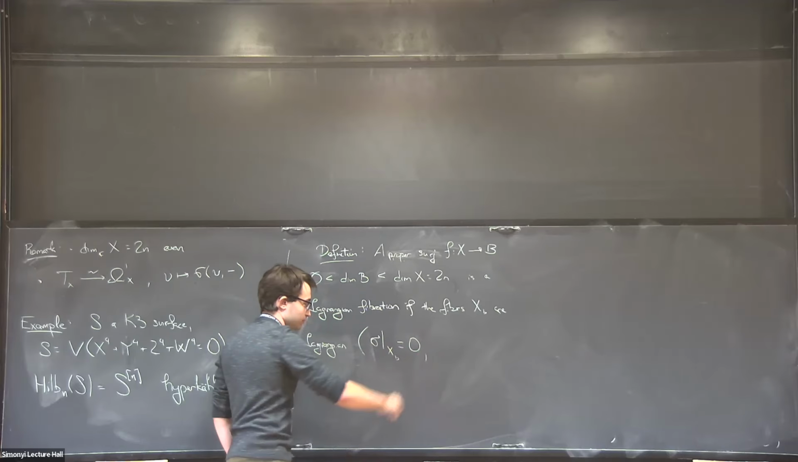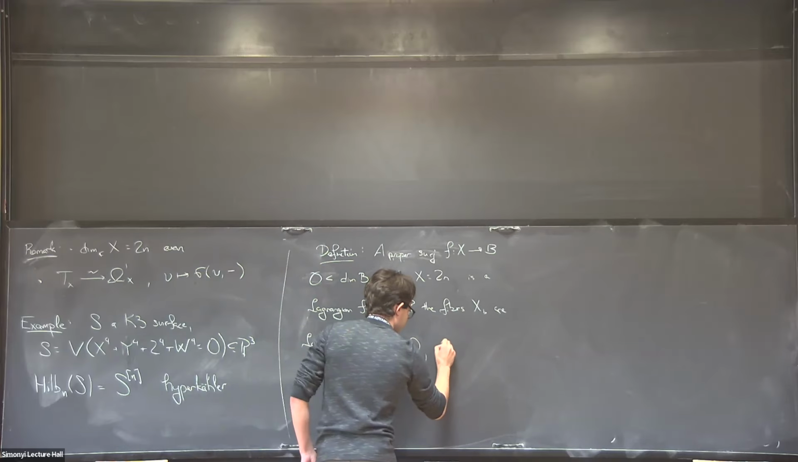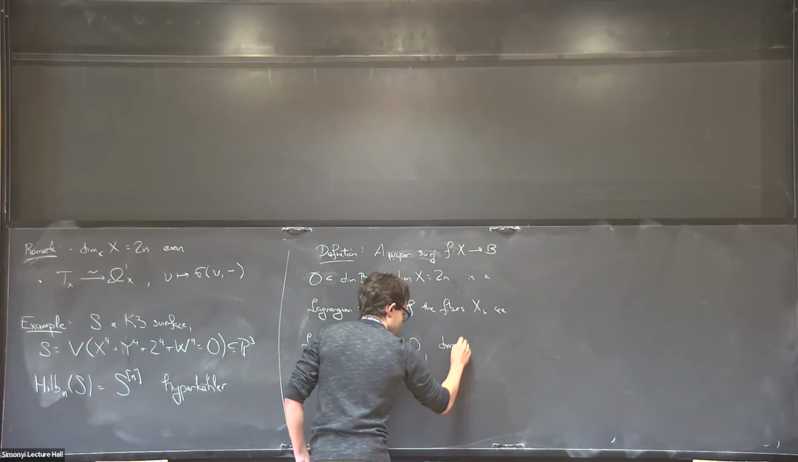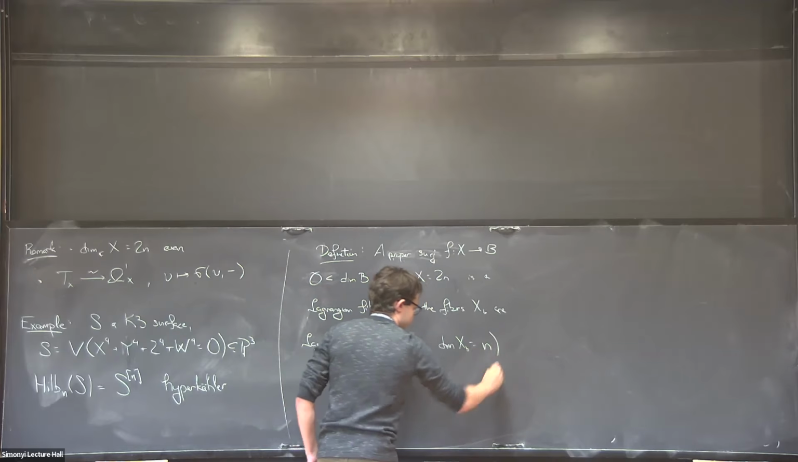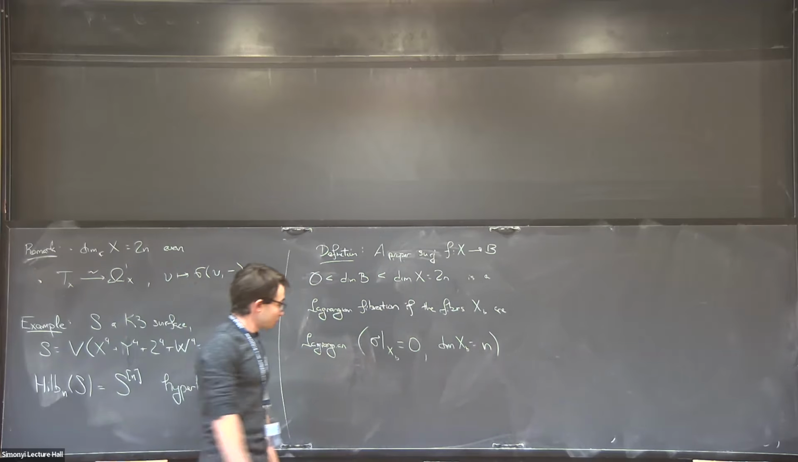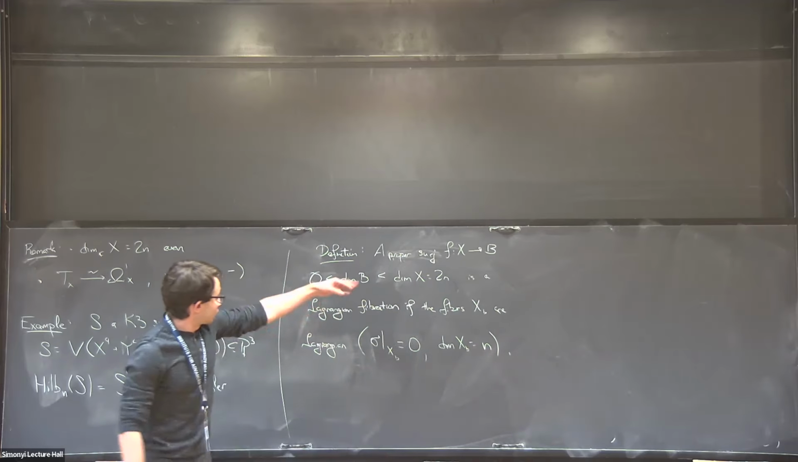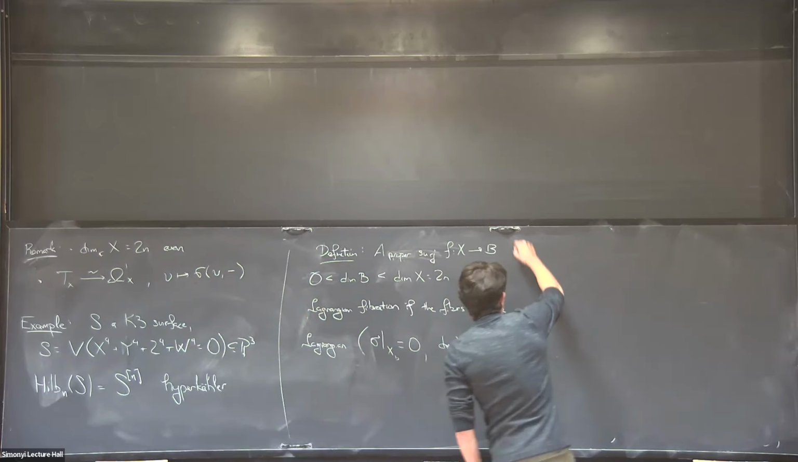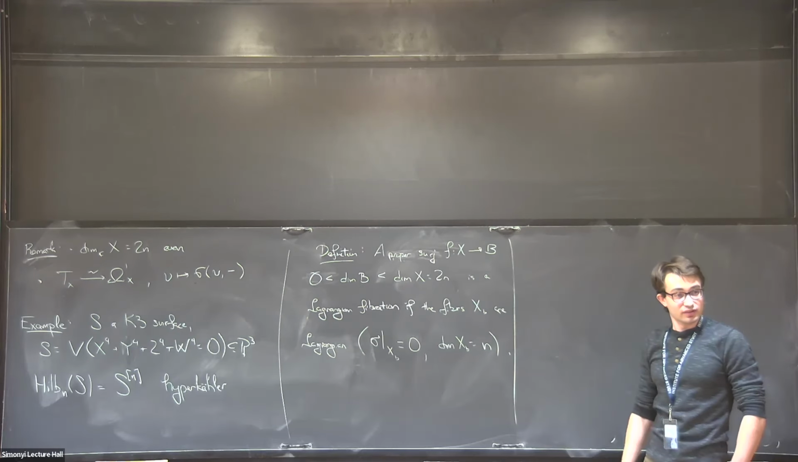Okay, this is what it means to be isotropic, but I need more than that. I want it to be maximally isotropic. So I want the dimension of all the fibers to be half of the dimension of X. So this is what it means for a proper surjective map to be a Lagrangian fibration. Kind of restrictive. This fixes the dimension of B.